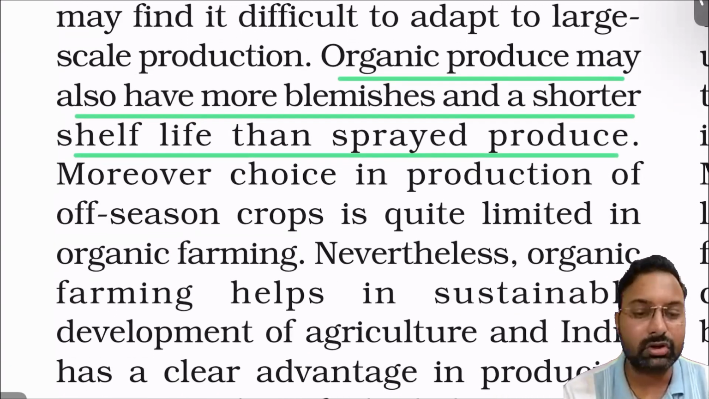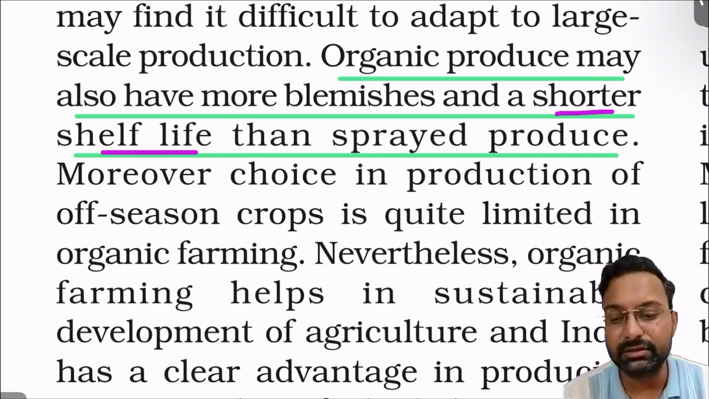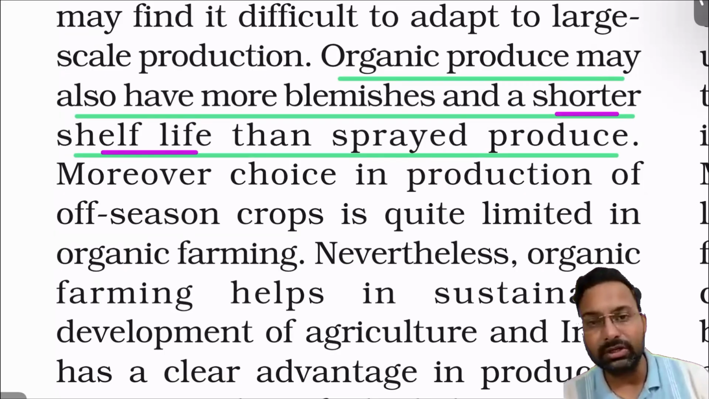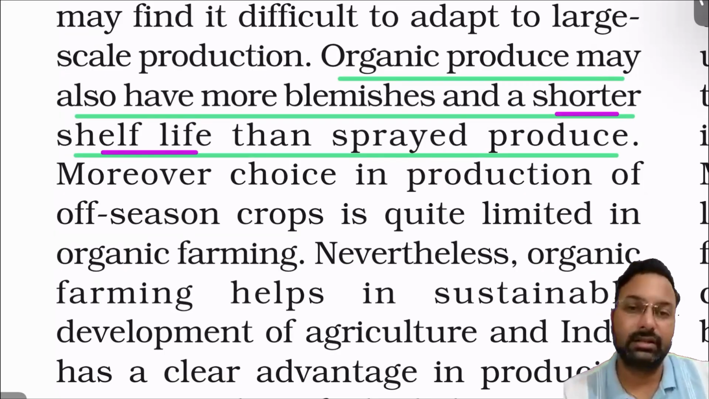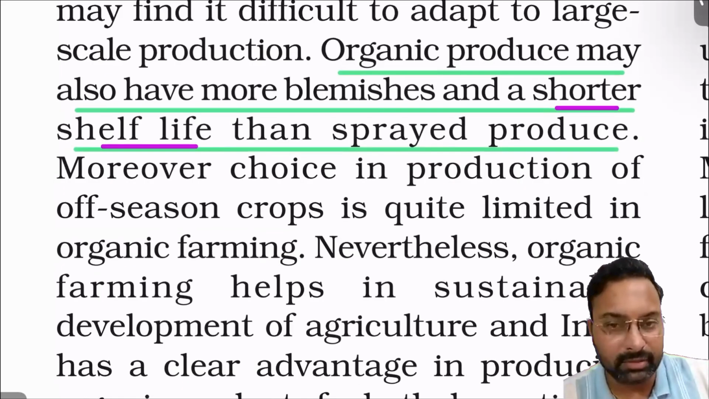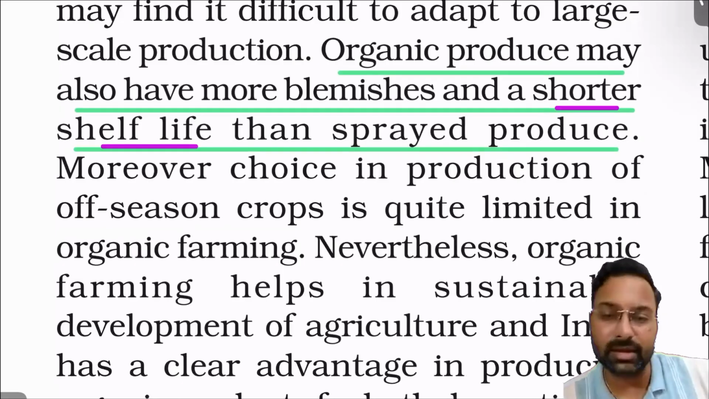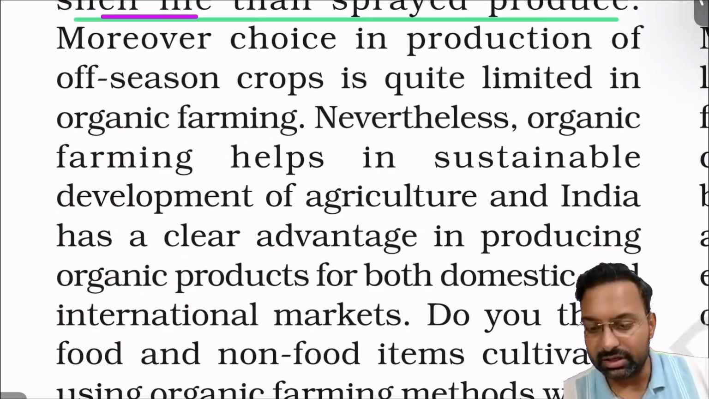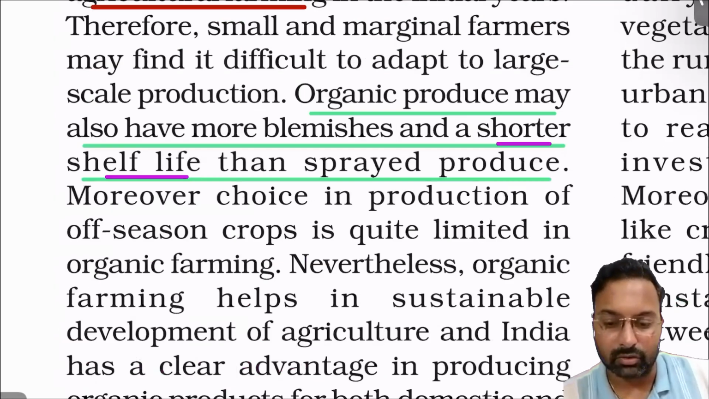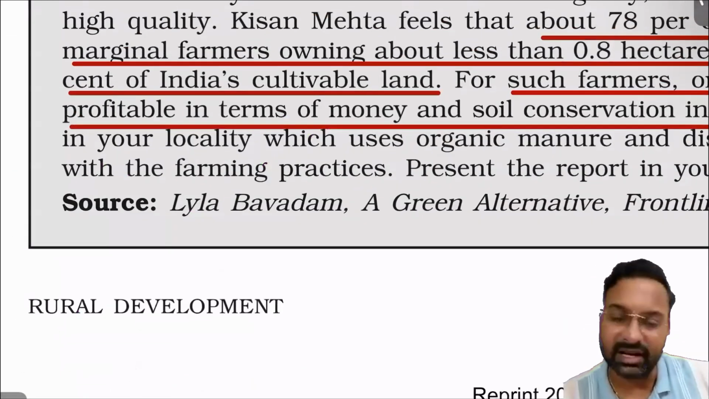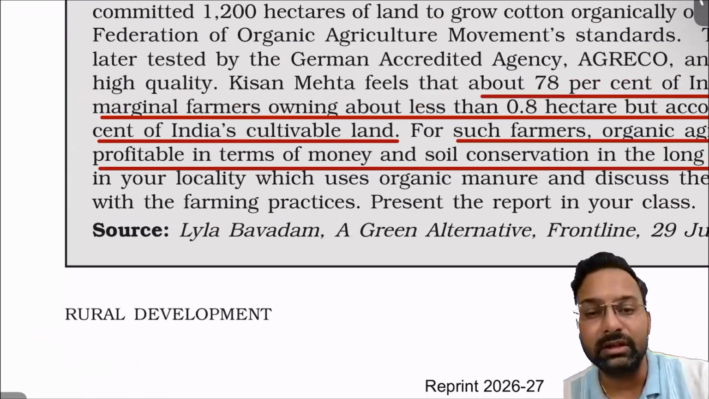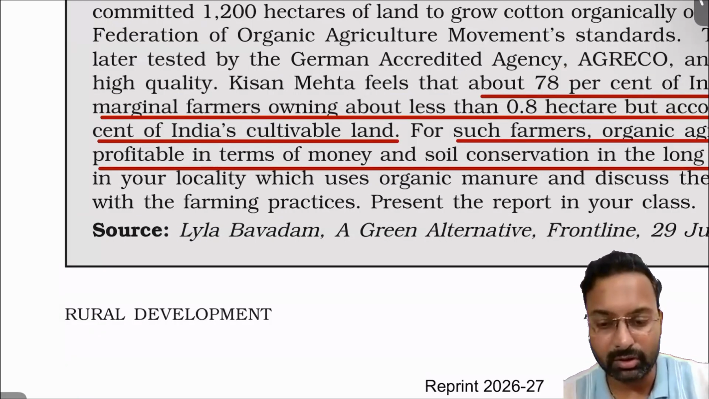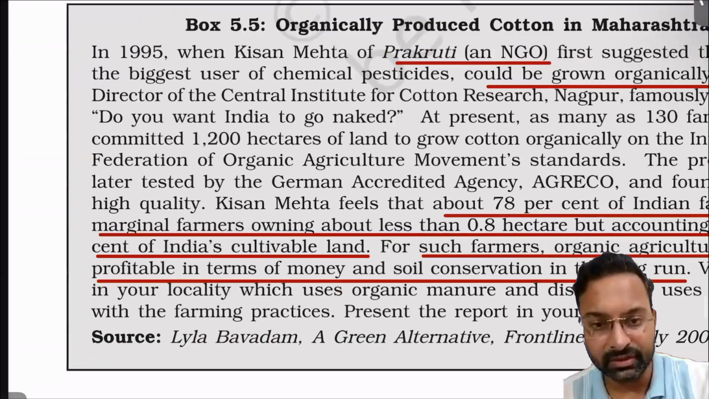Another important issue is the shorter shelf life of these crops, right? Because they are organically produced, their shelf life is a bit lesser as compared to chemically produced ones. So this is what organic farming is all about. We have seen the benefits of organic farming, and we have seen the issues and challenges of organic farming, right?